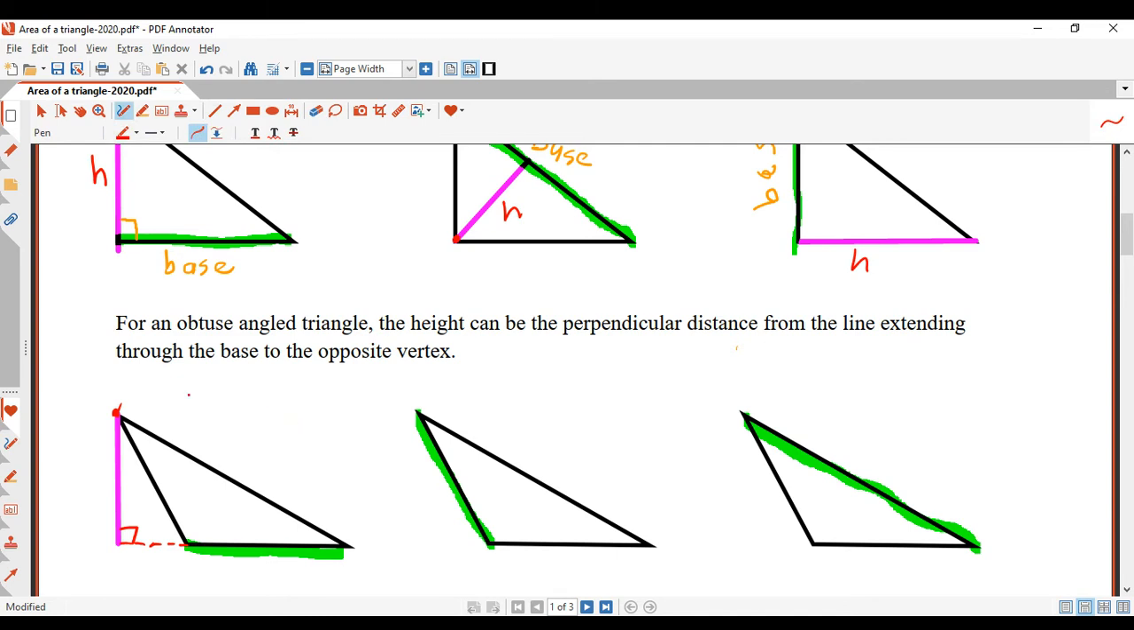So for an obtuse angle triangle, you've got to be aware that the height is the distance from the vertex to the line which contains the base. Okay, so there's my 90 degree angle. That little dashed line is just extending the base there, but it's actually not part of the triangle. Okay, now what about this one for the second one? Here's my base here. Let's just put base this one here.